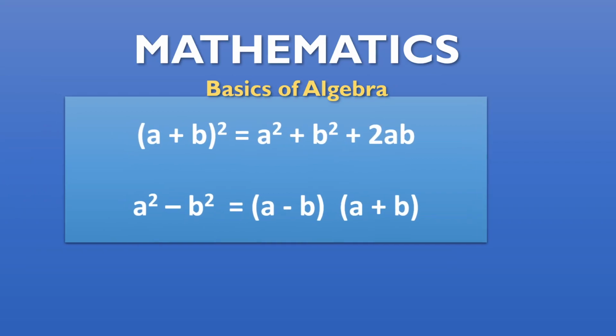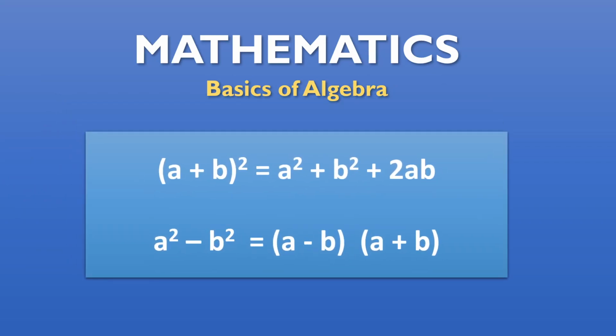Two things we are going to discuss. The first one is (a plus b) whole square is equal to a square plus b square plus 2ab. Here, how is this (a plus b) whole square expanded to a square plus b square plus 2ab? That is what we are going to see. The second thing, a square minus b square is equal to (a minus b) into (a plus b). How we expanded a square minus b square is also what we are going to see.